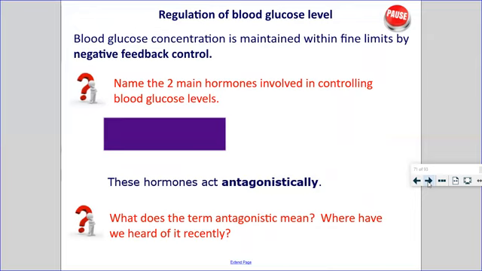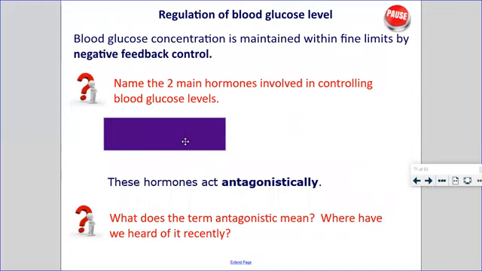So how is blood glucose level controlled? Well, pause the video and have a look at these questions. So think back to National 5 and name the two main hormones involved in controlling blood glucose levels. And then more recently, in Higher Human, we've been learning about this term antagonistic. So these two hormones are antagonistic. What does that mean? And where have we heard of it recently?